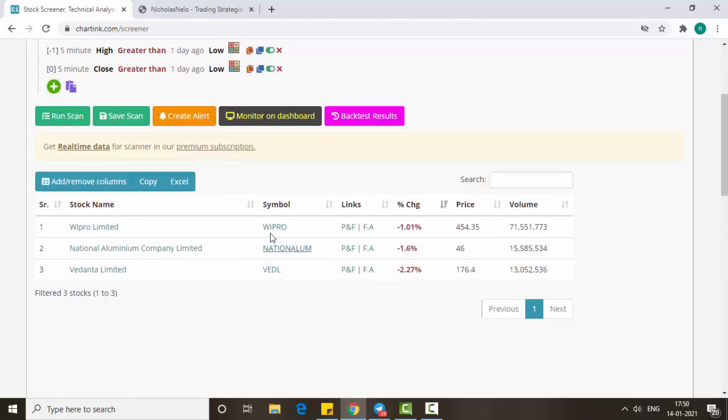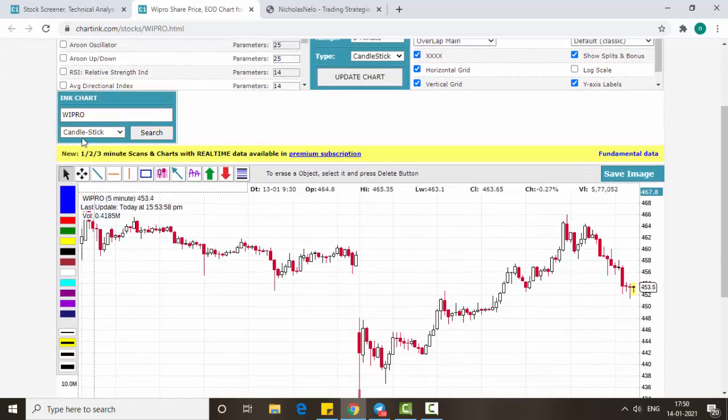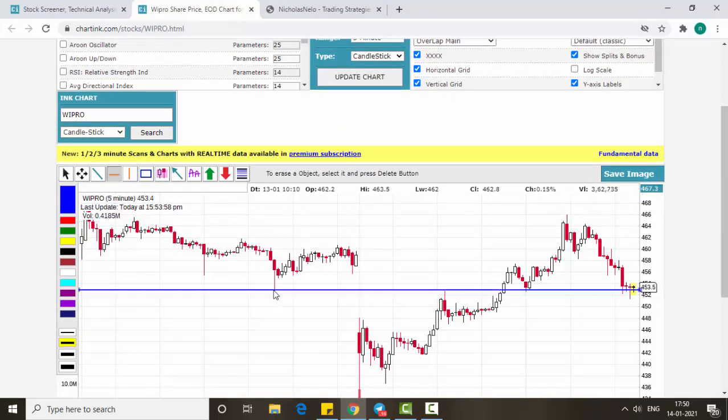So this is a live stocks result. So Wipro, National and Vedanta. Just click Wipro. This is the previous day low, and here you can see the market touched the previous day low and is trying to reclimb, and here we got a chance. See, the market breaks and comes down and again pulls up into the area.